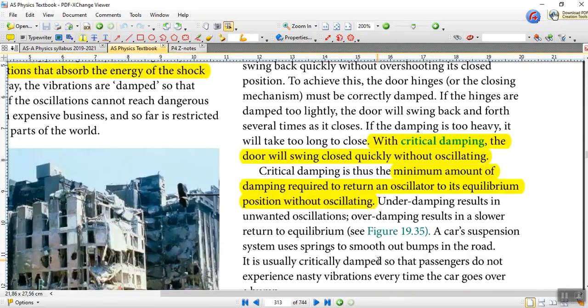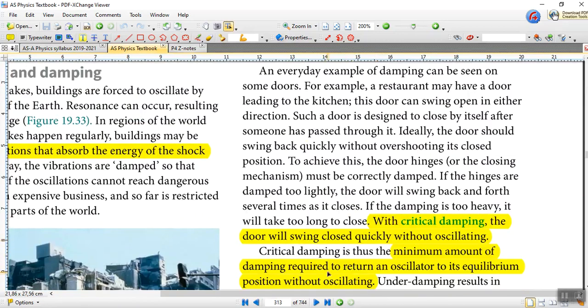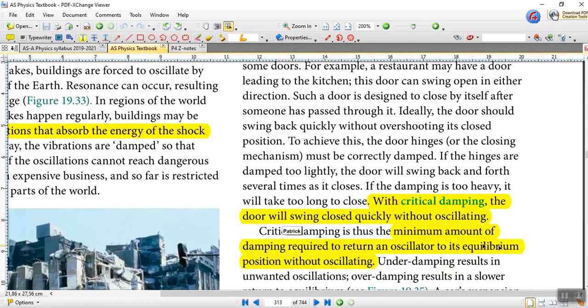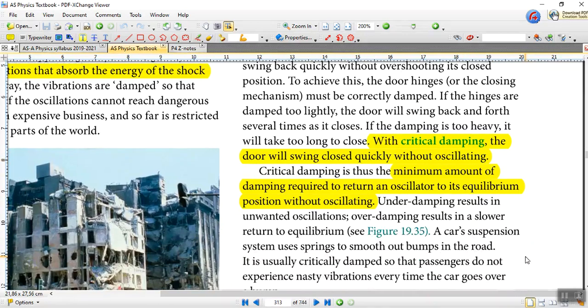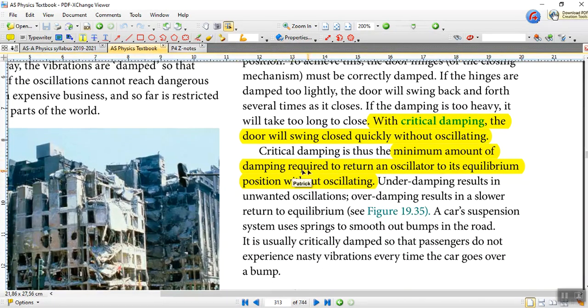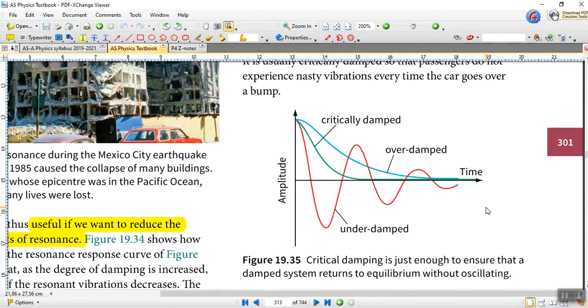Okay, now let's look at critical damping. If we have a door swinging open and closed, with critical damping the door will swing closed quickly without oscillating. Critical damping is the minimum amount of damping required to return an oscillator to its equilibrium position without swinging. If we have our critically damped object, we see that it only oscillates once and then comes to a stop very quickly.